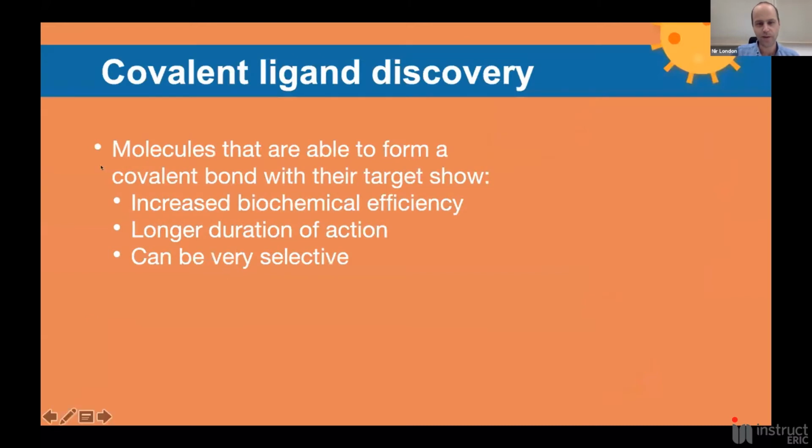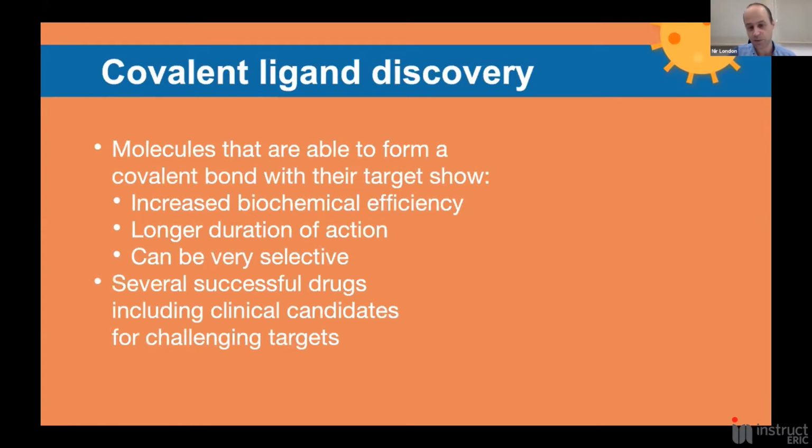So a little bit of background. Our lab is interested in covalent ligand discovery. Covalent compounds have a lot of advantages over traditional reversible binding compounds, such as increased biochemical efficiency. You typically need lower concentrations of covalent ligands to get to the same inhibitory effect. They have longer duration of action as you need to resynthesize the protein to regain its activity. And they can be very selective if they're targeting a specific nucleophile that's only found in the target protein and not in one of its homologs.